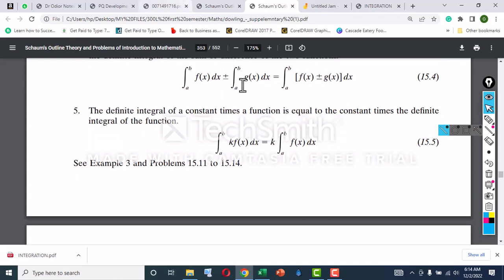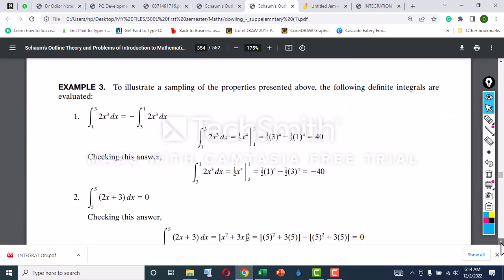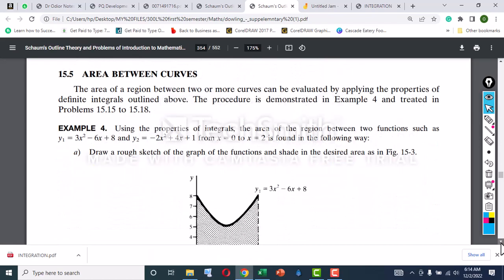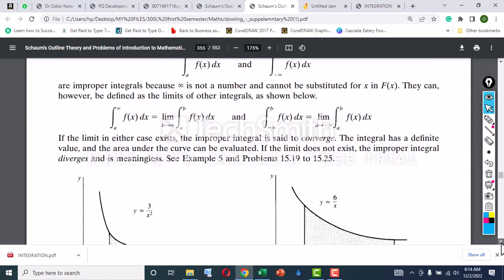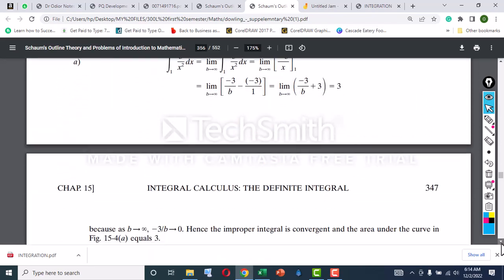Now when you have a constant multiplying a function and you are still to find the definite integral, it does not stop this constant from coming outside. It will still come outside. Then you find the definite integral of this. So that's another property. So that's basically it. I'm going to skip this part because I don't think we are going to be asked that.